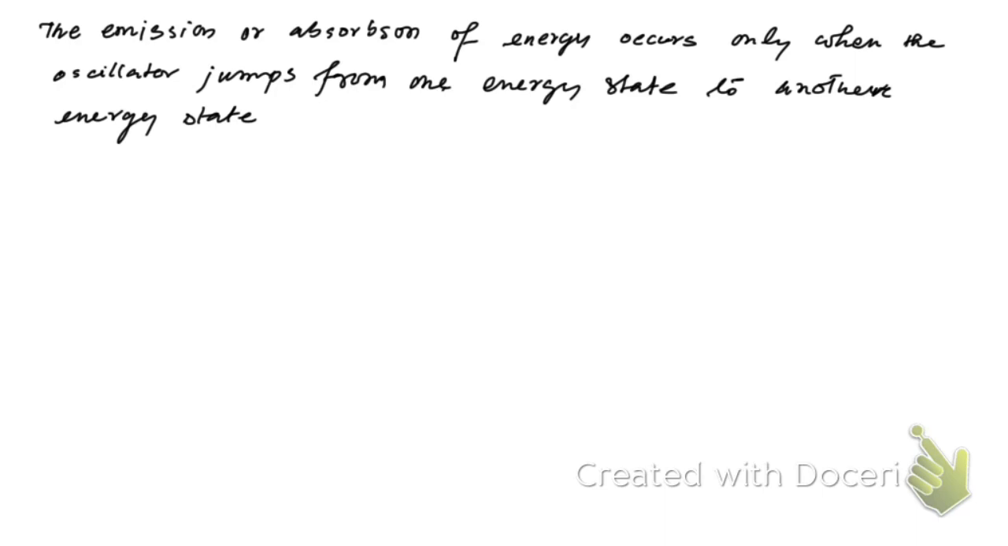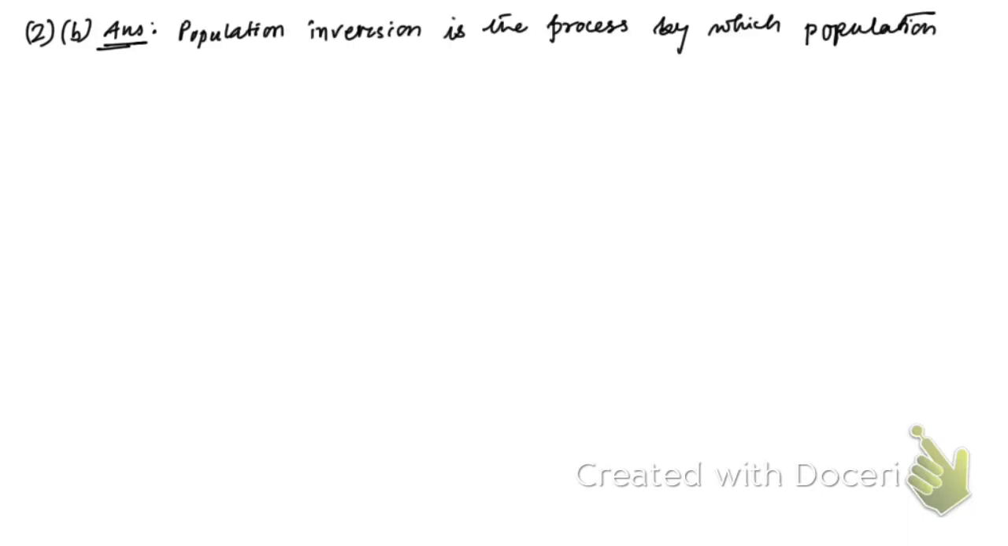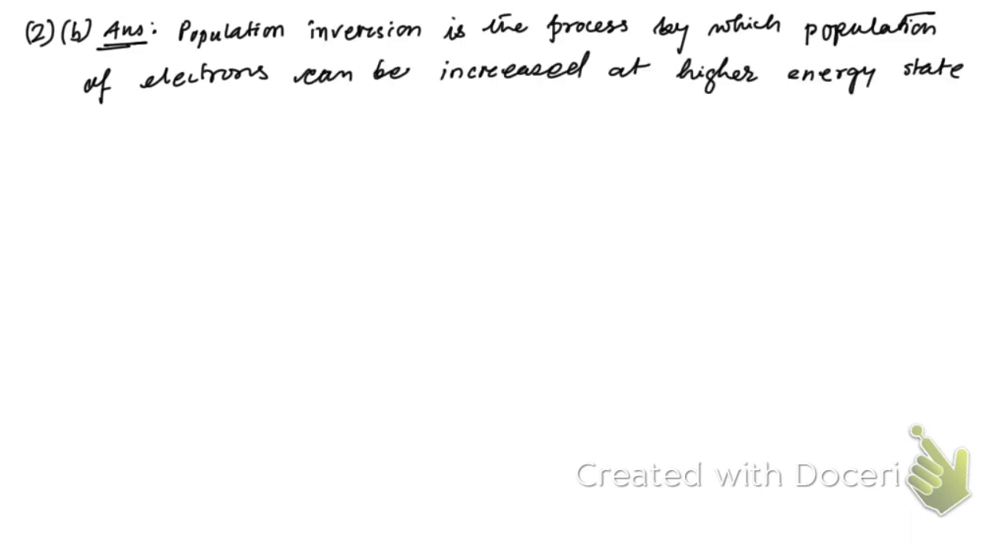Now let's move on to the next question. In the next question we have: what is population inversion? Write any two methods of achieving population inversion. So let me write the answer on a new slide, the answer to question number 2b. Population inversion is the process by which the population of electrons can be increased at a higher energy state relative to a lower energy state.